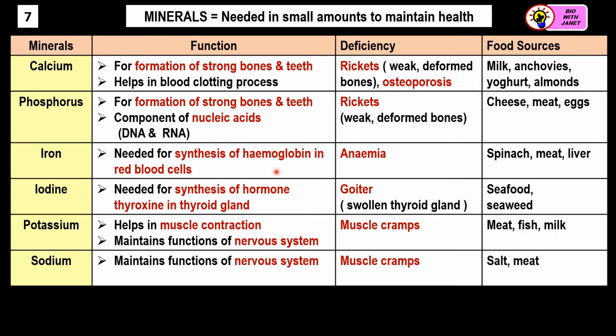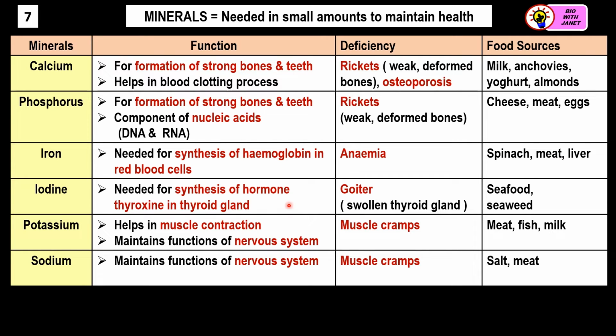Iron is needed for the synthesis of hemoglobin, which is a pigment that can carry oxygen, that can bind to oxygen in the red blood cells. So deficiency in iron causes anemia, and the symptoms of anemia are lack of red blood cells or lack of hemoglobin in the red blood cells. Food sources for iron are spinach, meat, and liver.